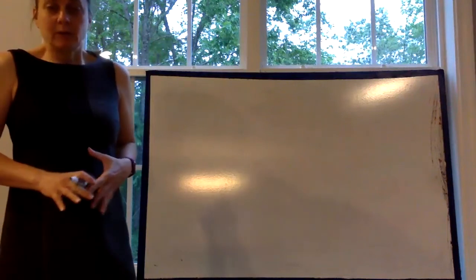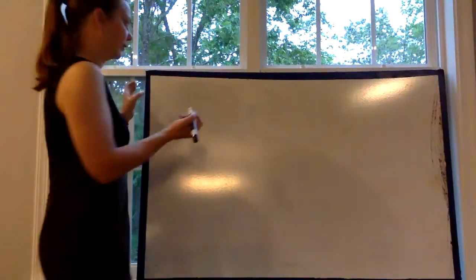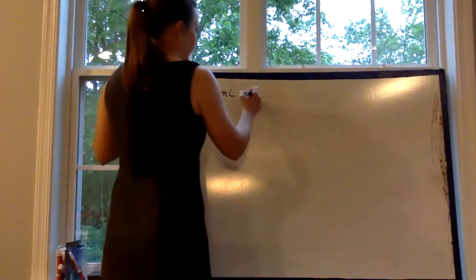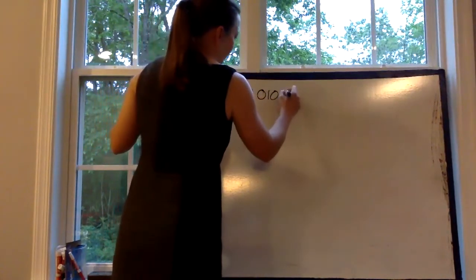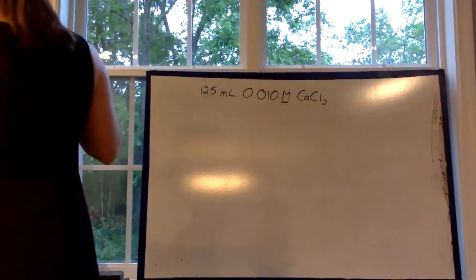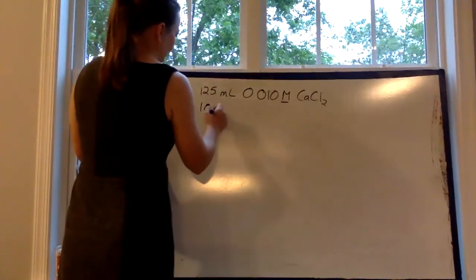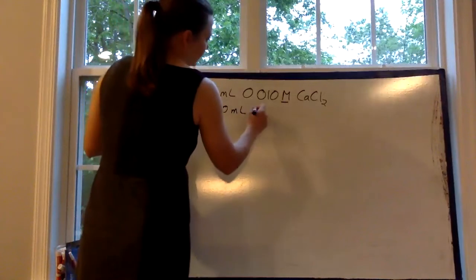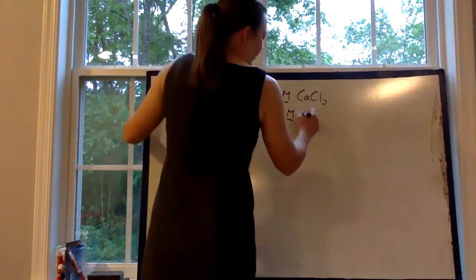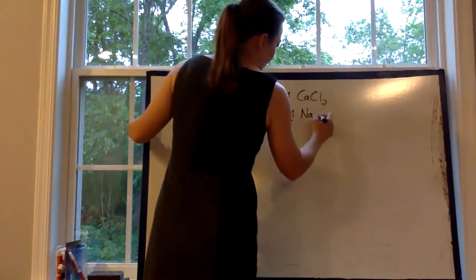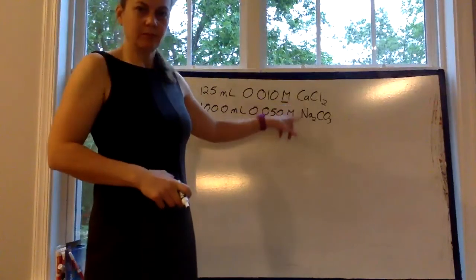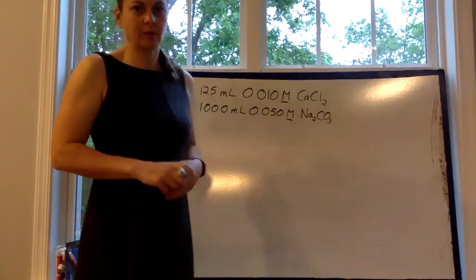So we're going to talk about calcium carbonate. We're going to talk about mixing. In this case, we're given 125 milliliters of 0.010 molar calcium chloride, and we're given 100 milliliters of 0.050 molar sodium carbonate. Now, that's soluble and that's soluble. We have calcium chloride and we have sodium carbonate.